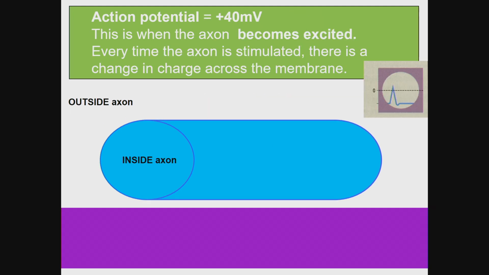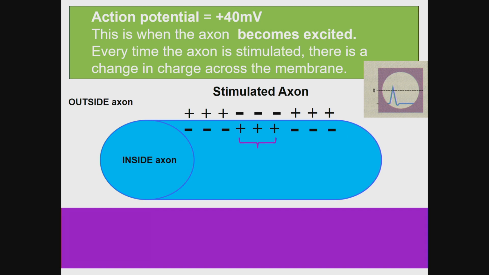During an action potential, the neuron becomes positive on the inside, positive 40 millivolts. This is when the axon becomes excited. Every time the axon is stimulated, there's a change in charge across the membrane. It is not the entire neuron that is stimulated at the same time, however, it's just one portion of it. So there's the action potential where it is positive 40 millivolts on the inside.